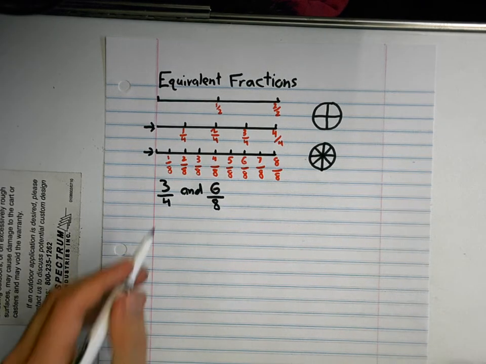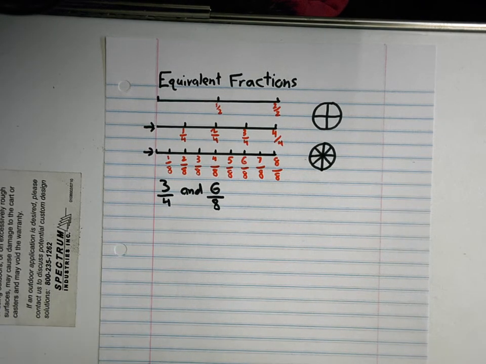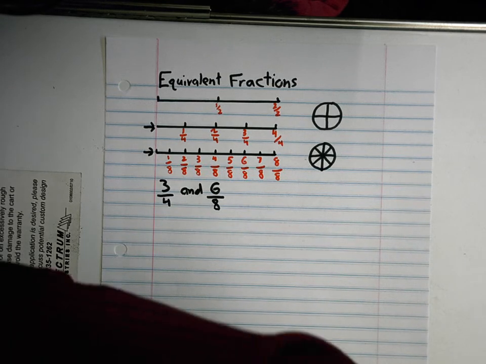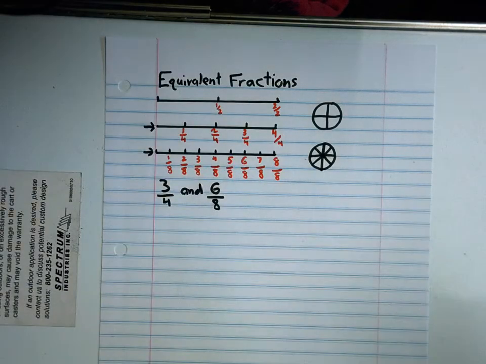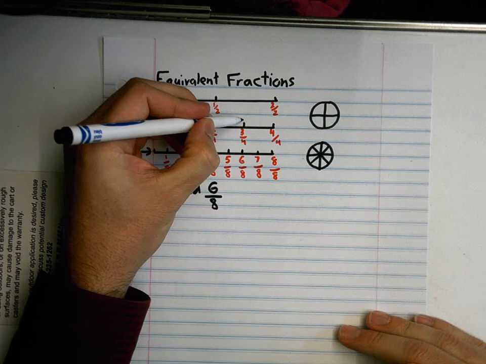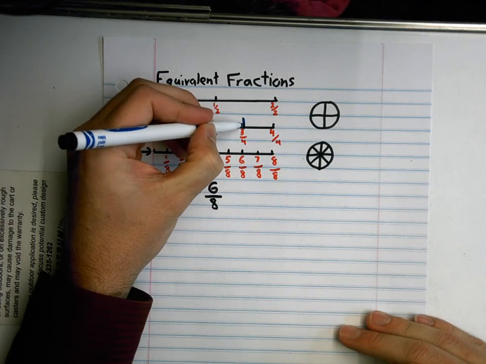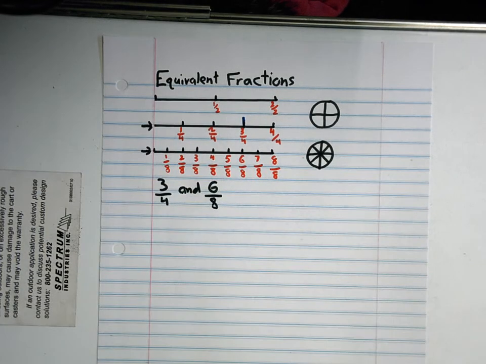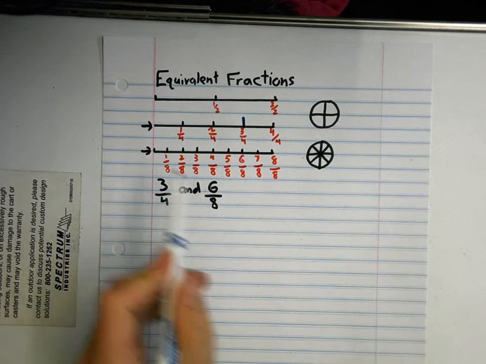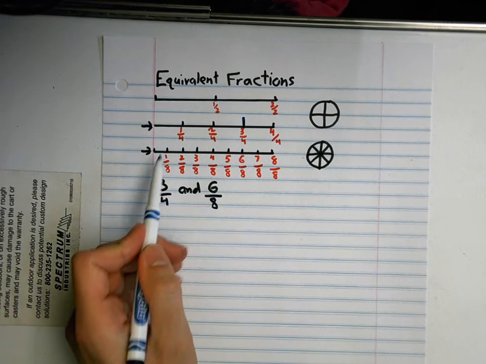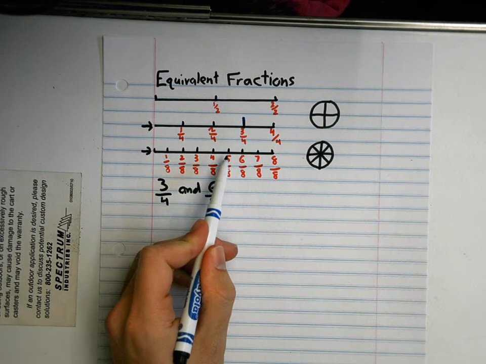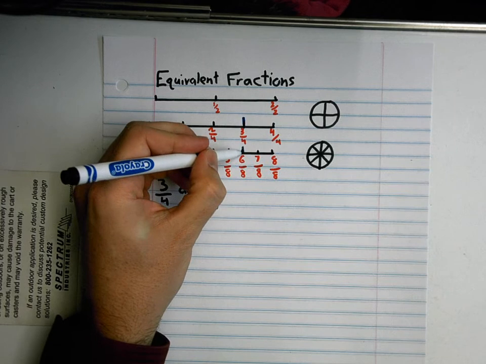Okay, I'm going to look at the first one, 3/4. So I'm going to come over to 3/4. I'm going to mark it right here. Whoosh. Okay, that's my 3/4. Then I'm going to go to my 8ths line. And how many 8ths? 6/8, don't I? 1, 2, 3, 4, 5, 6/8.